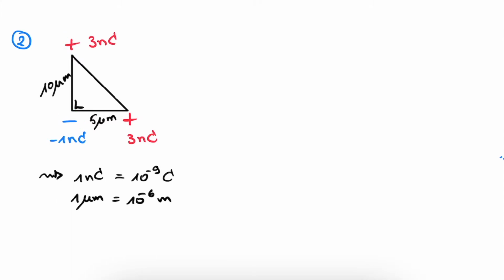In order to tackle this problem, we start with drawing a coordinate axis. So we have an x-axis and we have a y-axis. In the origin, we put our negative charge, and our positive charges are distributed like this. And of course, we see that we indeed have a right-angled triangle.